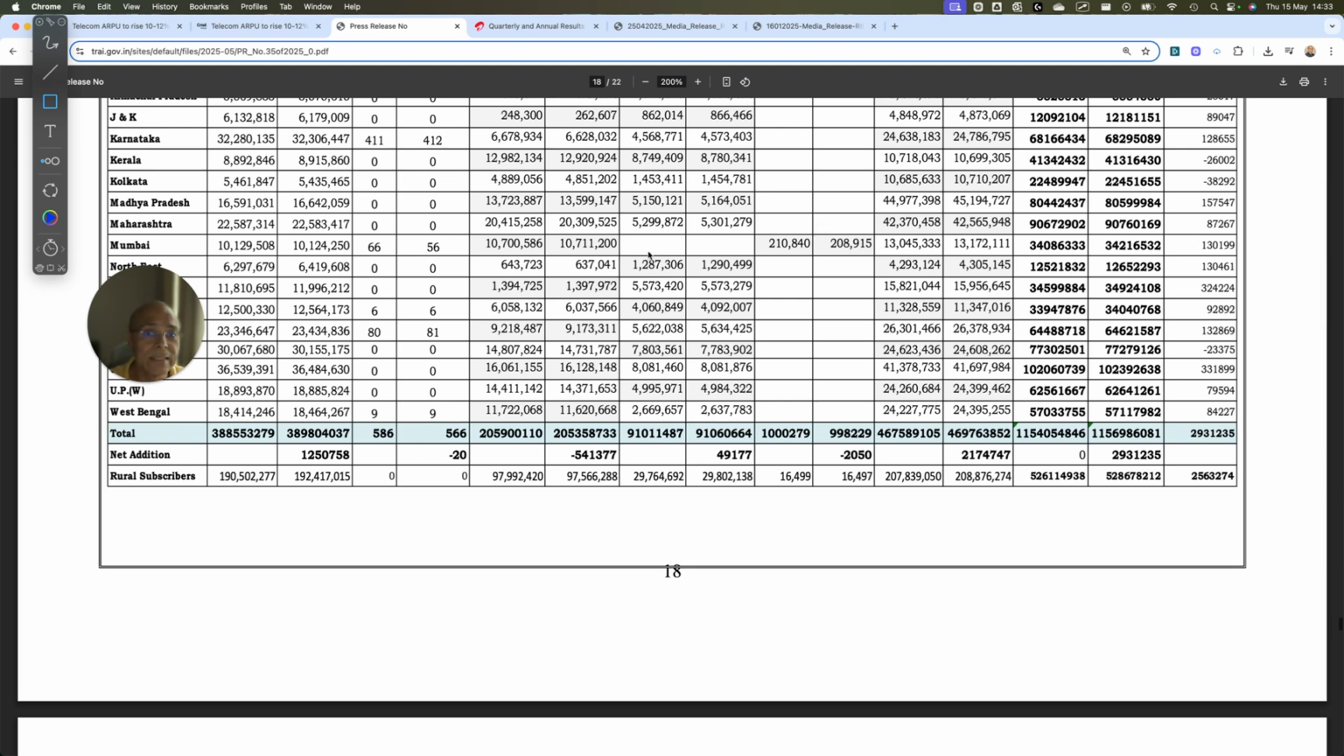Now this is the Excel. This is the sheet for wireless. Just a minute. It sometimes hangs when I'm using a browser. It will take a little bit of time. Let me pause my video.